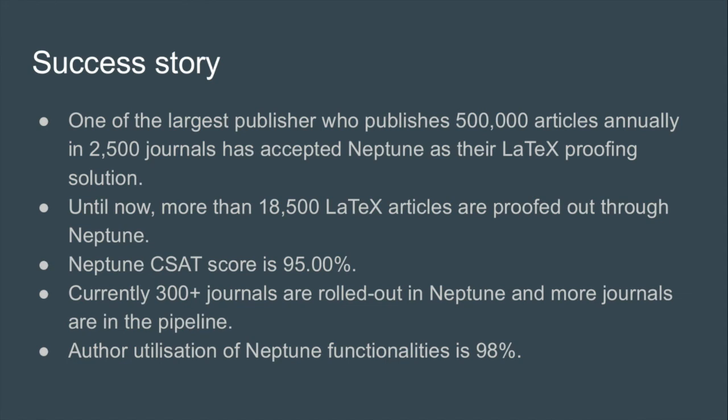Thank you, Akshay. One of the largest publishers, who publishes 5 lakh articles annually in 2,500 journals, has accepted Neptune as their LaTeX proofing solution. From November 2018 until now, more than 18,000 LaTeX articles have been proofed through Neptune. Neptune obtained a customer satisfaction score of 95%. Authors have accepted the functionalities Neptune provides, and a survey shows that author utilization rate of Neptune functionalities is 98%. Currently, more than 300 journals are rolled out in Neptune, and more journals are in the pipeline. Thank you all.